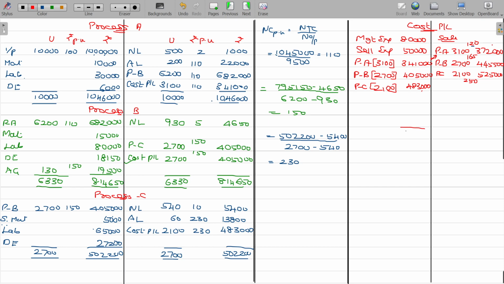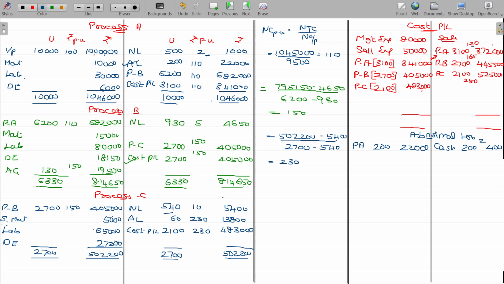Now, abnormal gain account, abnormal loss account first. Which abnormal loss comes here? We get the abnormal loss in process A. So the abnormal loss from process A is 200 units, the value being 22,000. When abnormal loss occurs, at what rate can it be sold? It can be sold at the normal loss rate. The normal loss can be saleable in process A at 2. So if we multiply with 2, 400 rupees is recovered.